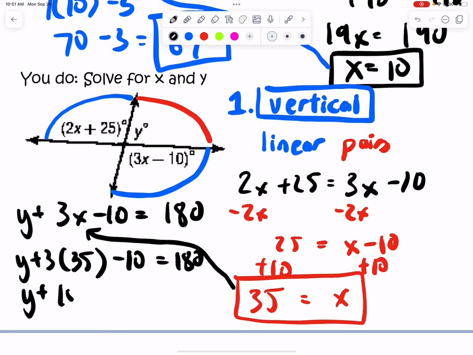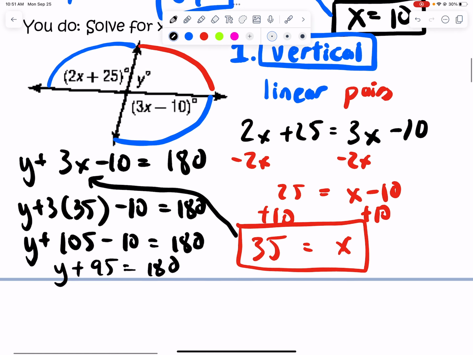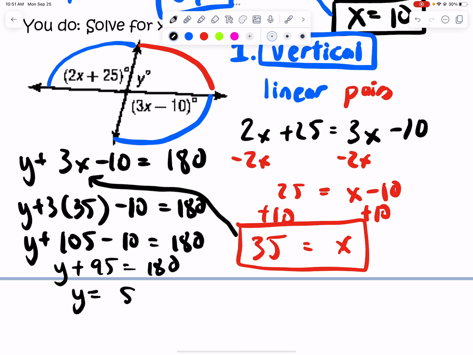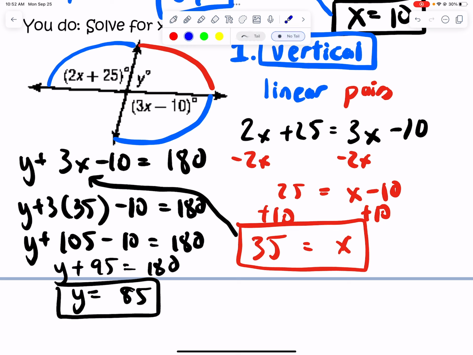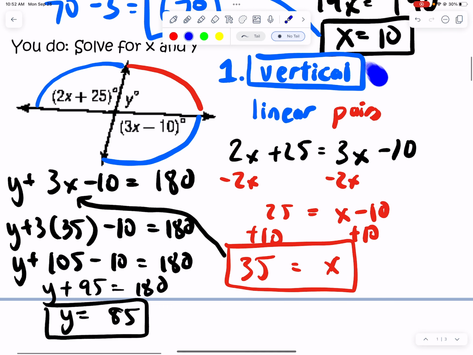Y plus 105 minus 10 equals 180. Y plus 95 equals 180. And y equals 85. I'm not giving you time to do the math. I'm just focused on the setup. This setup was super important, and you need to know how we got the setup, because in this example, we used both vertical angles and linear pairs. All right, thank you for paying attention. Good luck.